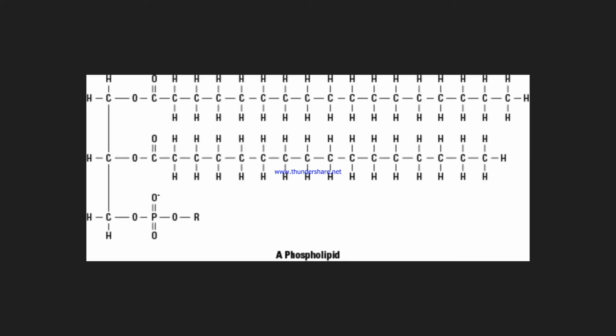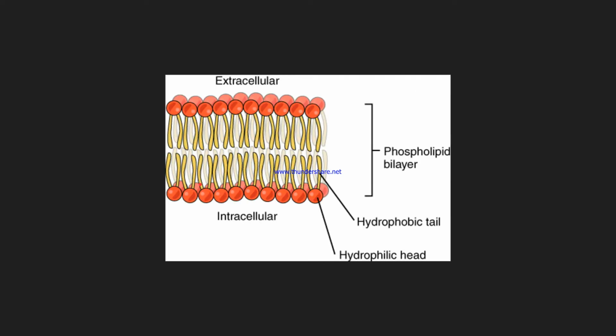The last lipid to know is a phospholipid. A phospholipid is a glycerol, right here, with two fatty acid chains, here and here, and instead of a third fatty acid, we have a phosphate group. So these phospholipids join together to form a phospholipid bilayer that appears like this.